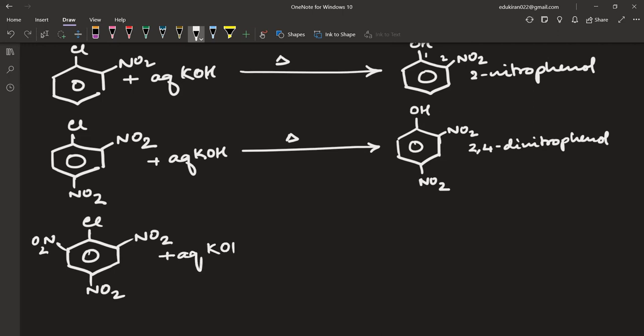Plus aqueous KOH, giving some heat. No, it happens at room temperature. You don't have to give much heat. Some pressure is needed, but still. Don't write the condition, then it will say just fine.